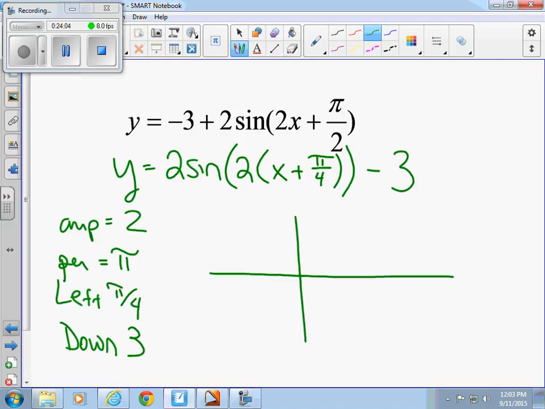This one doesn't say where to graph from and to. I'm going to talk a little bit about that as I graph this one. I'm just going to start with 2 periods. Okay, so on this one I'm going to start 0, 0. This is pi units here.